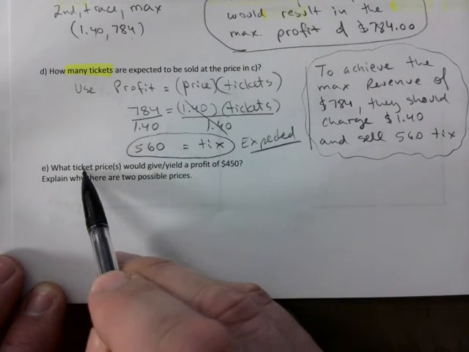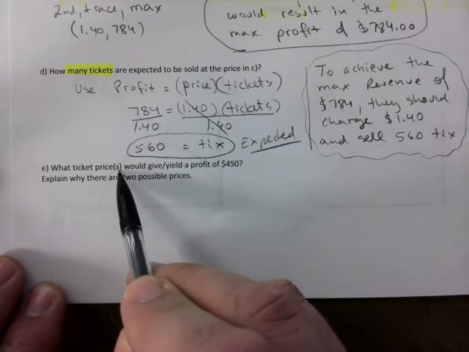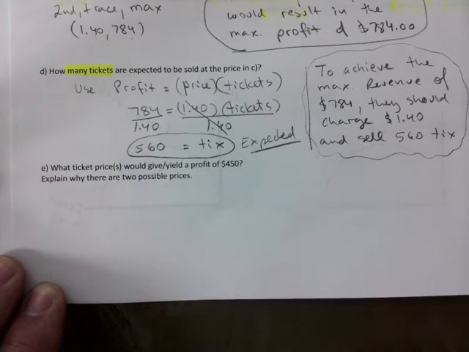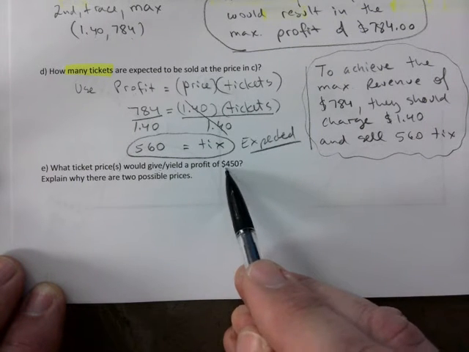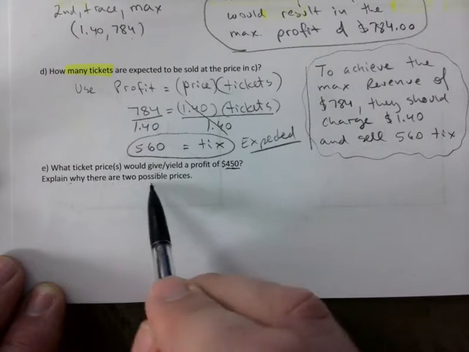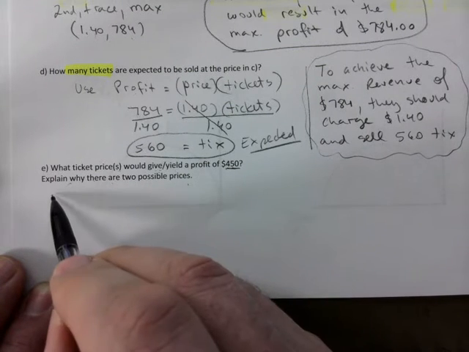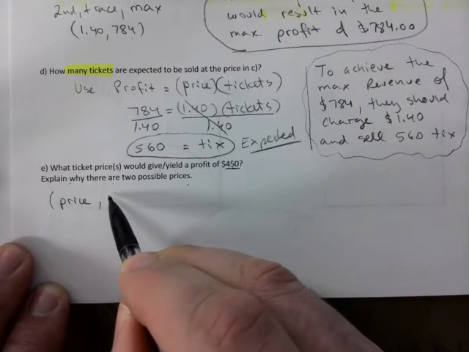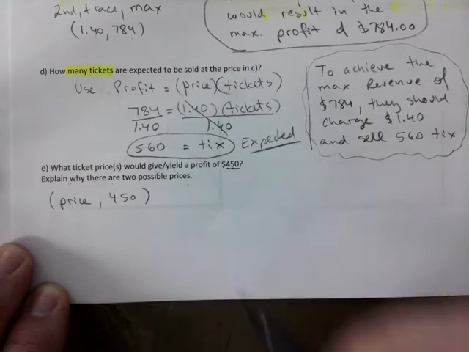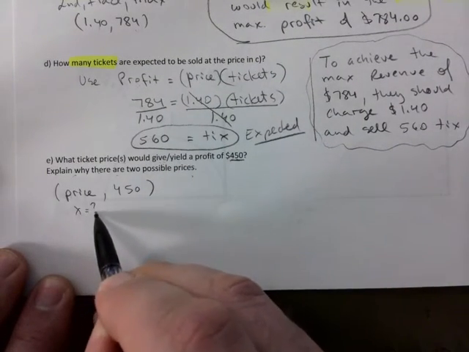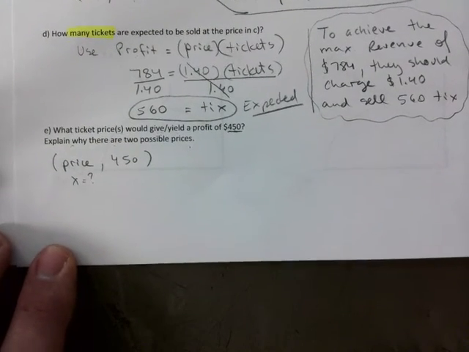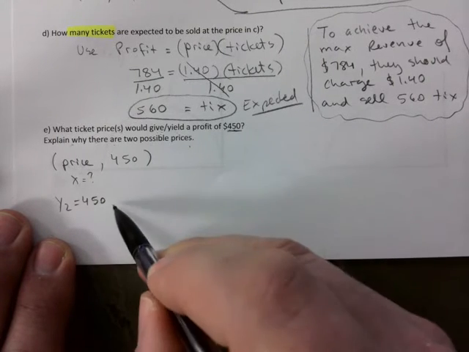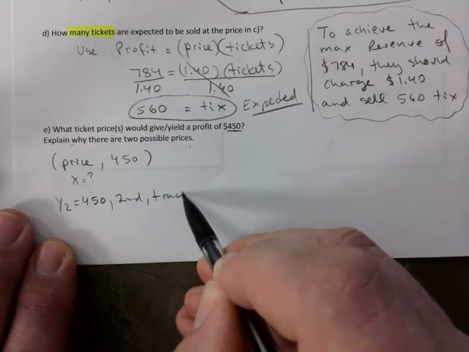E, what ticket price or what ticket prices would yield, notice that it's the same thing, giving a profit of 450 bucks. Explain why there are two possible prices. Okay, so basically they're saying what price would give a profit of $450, right? So your X is unknown. So what we need to do there is make Y2 equal to 450 and then go second trace 5.